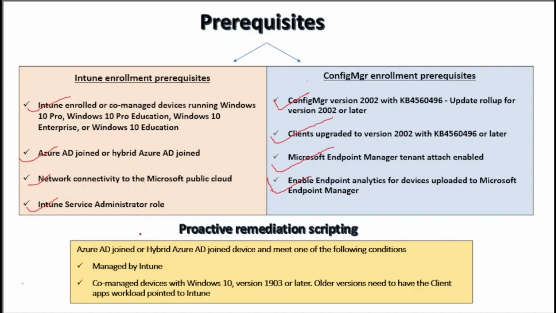If we want to use the proactive remediation scripting feature of endpoint analytics, then there are some other prerequisites. The machines should be Azure joined or hybrid joined, and we should have at least one of the following conditions in place. Either the machine should be managed via Intune, or if it is co-managed, then the Windows 10 version should be 1903 or later, or if the client version is older, then we need to make sure that the client apps workload is pointing to Intune.